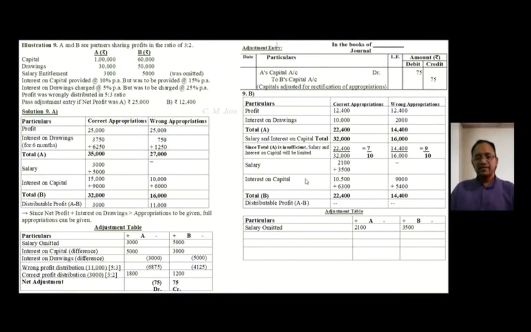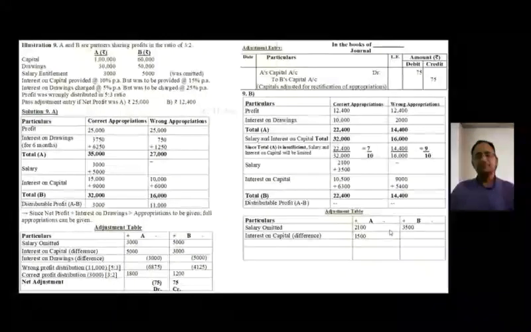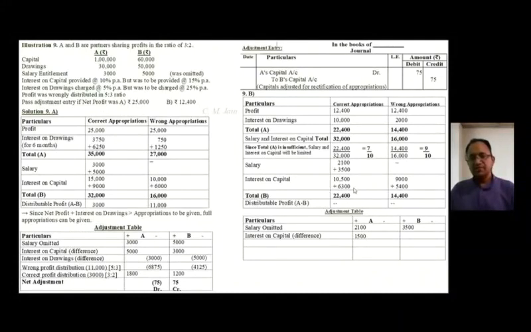Next, we will write interest on capital difference. A was to get 10,500 but was given 9,000. So how much more we have to give now? Yes, 1,500. Similarly, B was to get 6,300 but was given only 5,400. So how much more needs to be given now? Yes, 900.